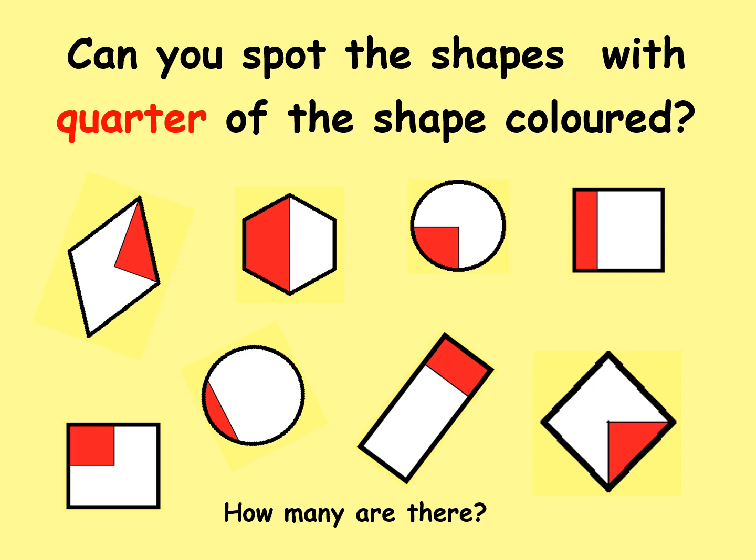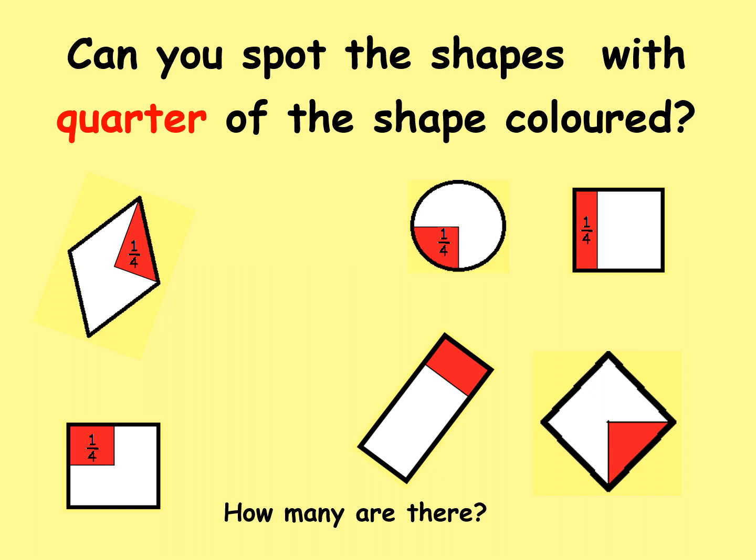Right, so how many quarters were there here? First one, quarter. Second one, no, that was a half. Third one, quarter. Fourth one, tricky. It's a quarter. Fifth one, quarter. Sixth one, definitely not. Seventh one, is that a quarter? Yes. And eighth one, quarter. So the answer was 6 of them were actually shaded with quarters.